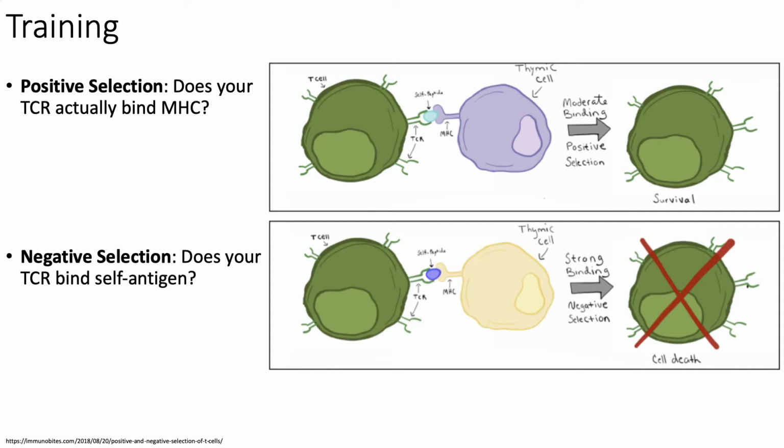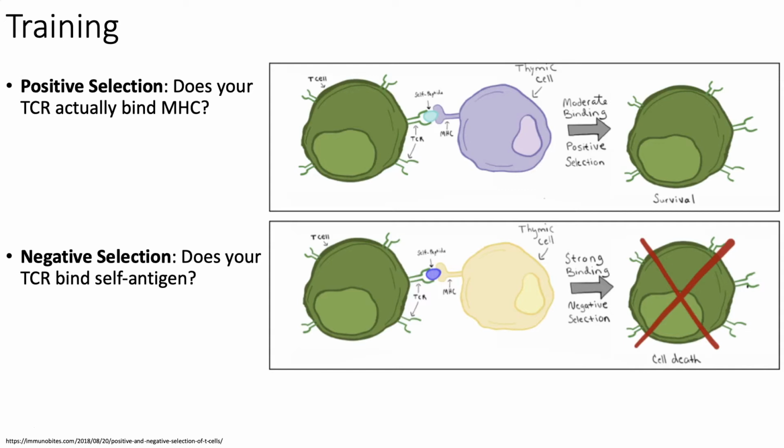If I have a T helper cell that can bind onto a self-antigen, or a T killer cell that can bind to a self-antigen, that would be really, really bad. Because now I'm able to trigger an immune response against a self-antigen and trigger an autoimmune disease. So that would be a really bad thing, right? And so that's the negative selection process. I take my T cell, and I show it on its T cell receptor a self-antigen.